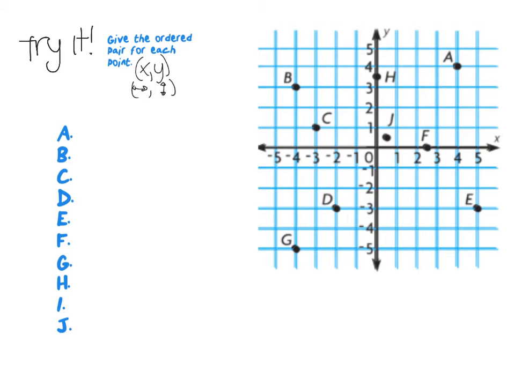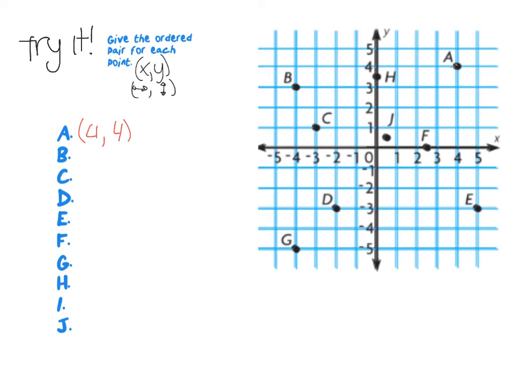All right, so I'm going to do this one with you. So A, I'm going to start at 0, go across, and it looks like A is right here. Sorry, here's A right here. So I'm going to start at 0. I'm going to go across first, 1, 2, 3, 4. So X is 4. And then I'm going to go up, 1, 2, 3, 4. So it looks like A is at (+4, +4).